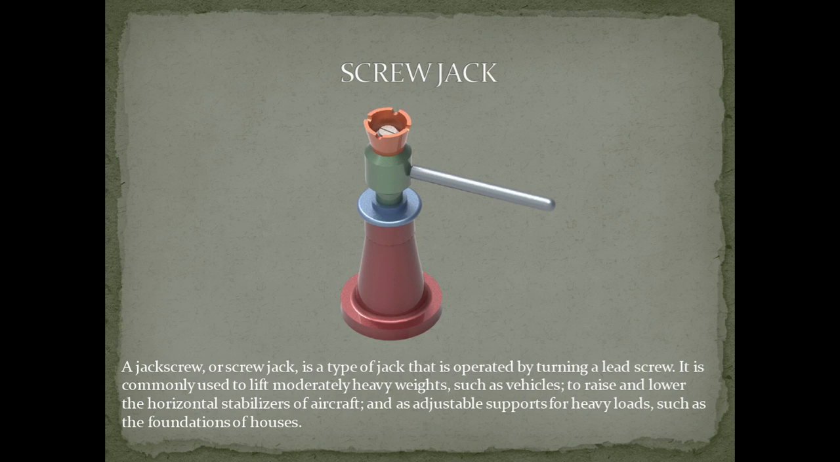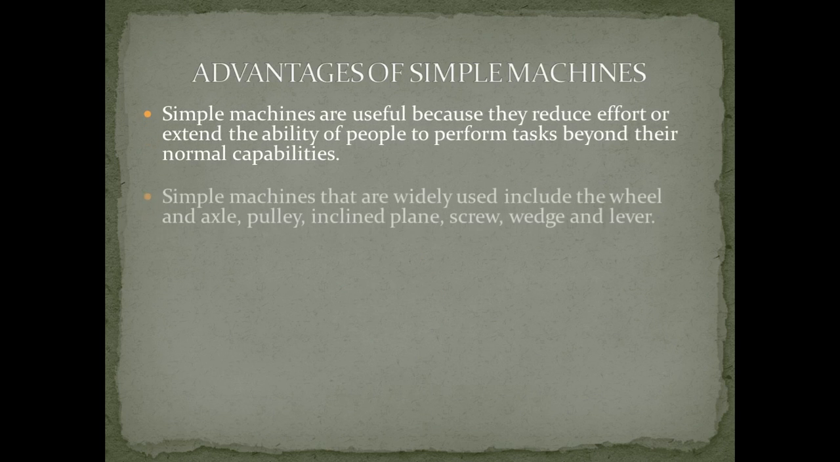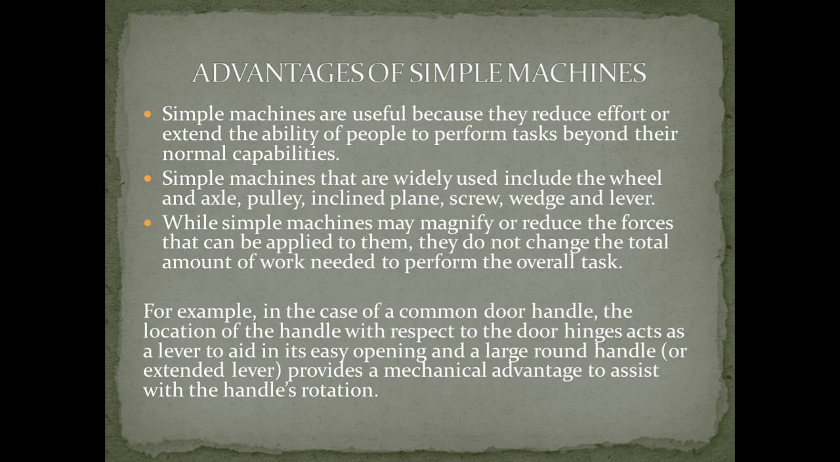This is one of the oldest forms of simple machine that we still use today. Now simple machines have a lot of advantages here. Simple machines usually reduce effort, and extend the ability of people to perform a lot of tasks in a very short period of time. Simple machines include a wide range of things like wheel, axle, pulley, inclined planes, weights, levers, etc. Simple machines can also be used to reduce the amount of force applied, or to magnify the force applied.